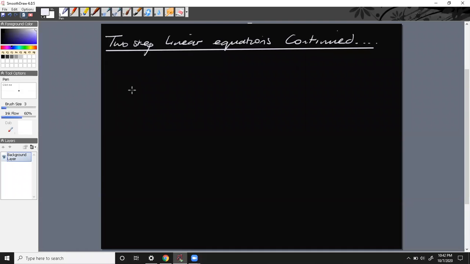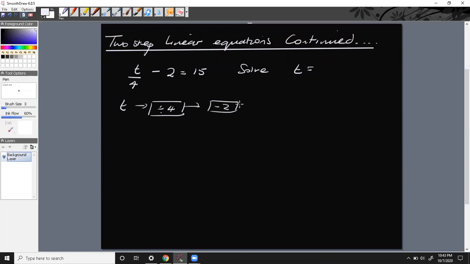Okay, so here's an example of another two-step equation. t over 4, or t divided by 4, minus 2 is equal to 15. We have to solve. We have to find what t is equal to make this equation true. So our input is t. The first thing we are doing is dividing by 4. t over 4 means t divided by 4, remember. Then we are subtracting 2, and the value that we arrive at is 15. So we're going to go backwards.